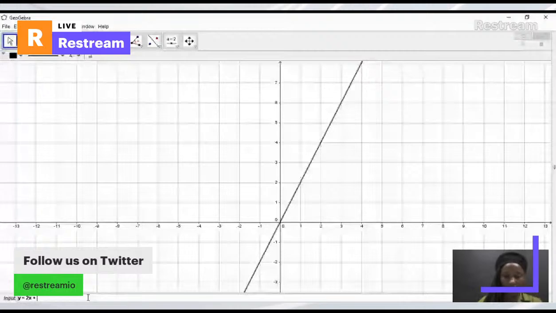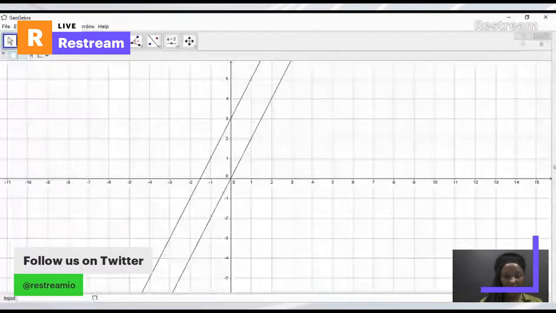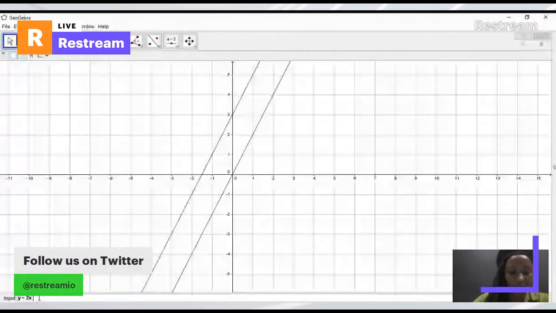So what happens to that line? Look at the difference between y equals 2x and y equals 2x plus 3. Let's do another line for comparison. Let's do y equals 2x minus 3. All right, so those are our 3 lines.